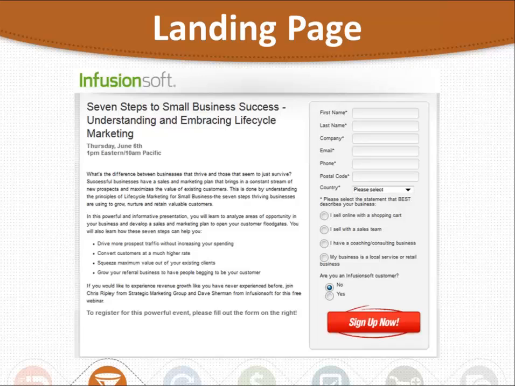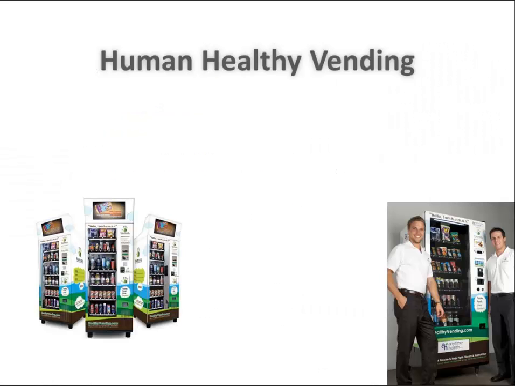If you don't get their contact information, it's basically like a fish swimming right through your net. So you've got to start being able to create landing pages and using these lead magnets to generate more traffic. A great example of this, I'll give you a couple of them, is Human Healthy Vending. One of our favorite clients, they have vending machines that sell stuff that actually won't kill you. So they sell healthy foods in the vending machine.